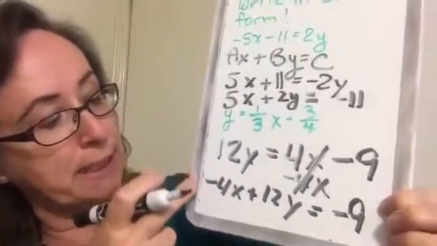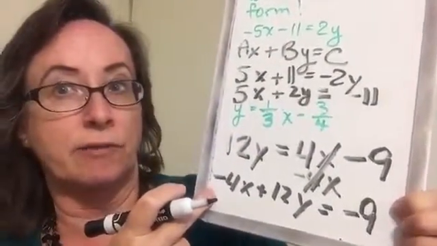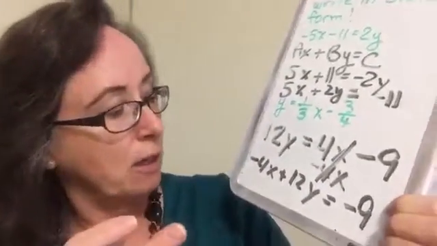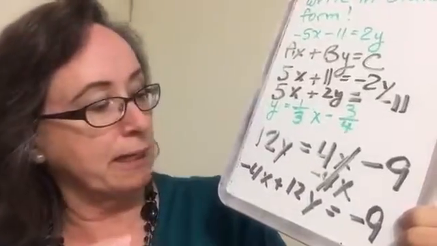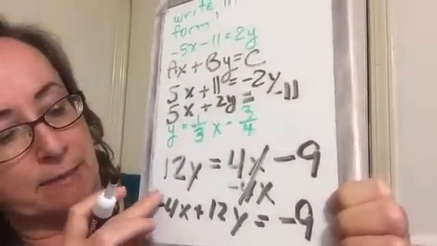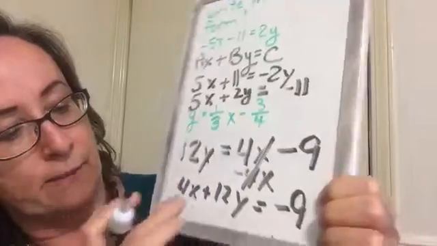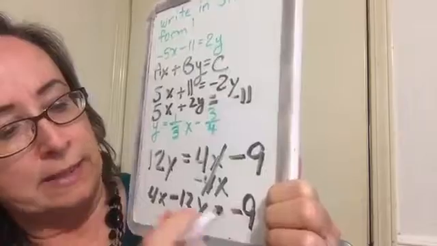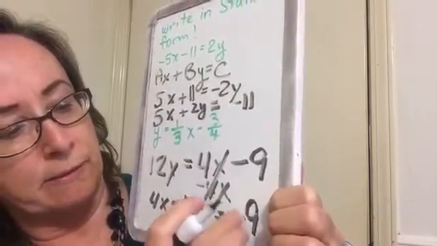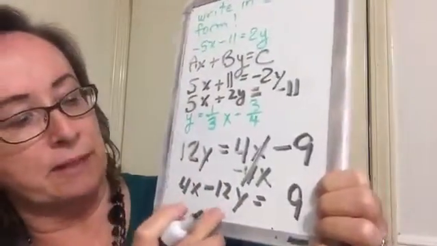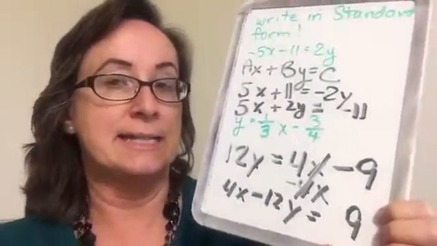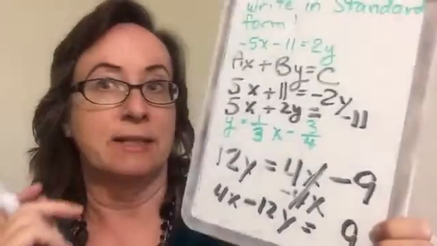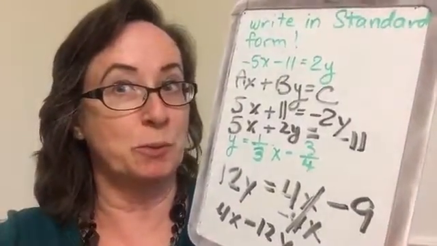And now we've got a problem again because we're negative on our front term, our x term, so we're going to just go through and change every sign, which is multiplying everything through by a negative 1. So that's going to make this negative become a positive, this positive become a negative, and this last one become a positive. So 4x minus 12y equals 9 is the standard form of this equation right here. So now I'll be back with number 2 problem.